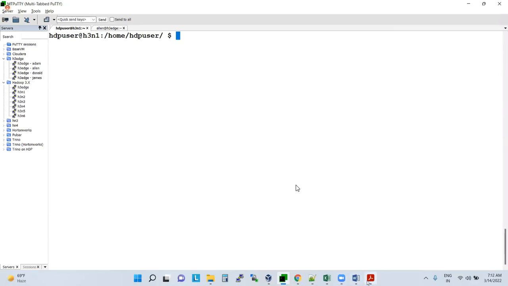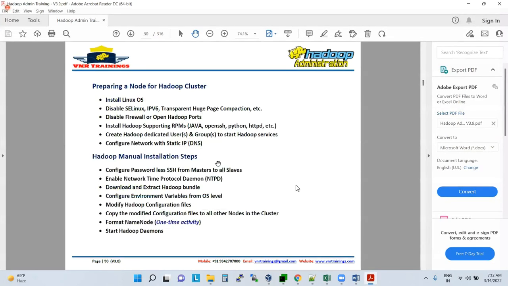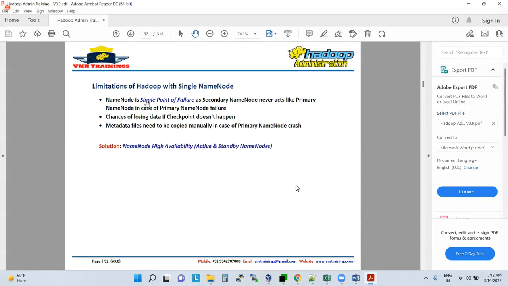Okay. Yes, sir. So with the help of this, the first point, this problem is solved: the limitation of a single name node. Now name node is not a single point of failure. Now we have two name nodes. If the active name node is down, you have a standby name node that can become active and help the users in running their commands. So now name node is not a single point of failure.